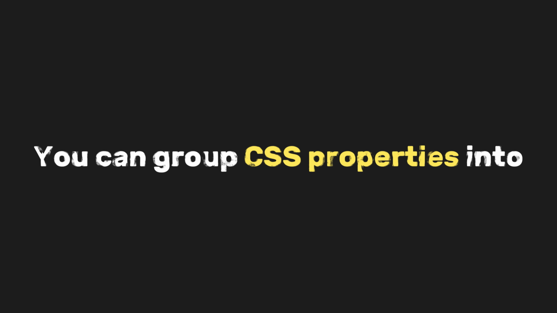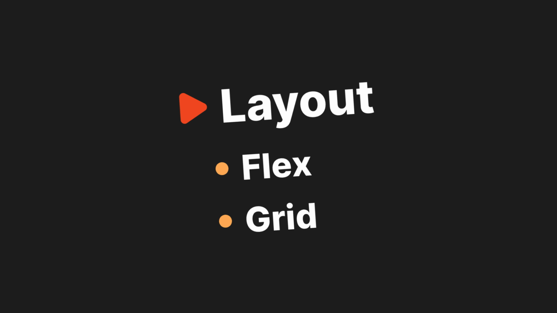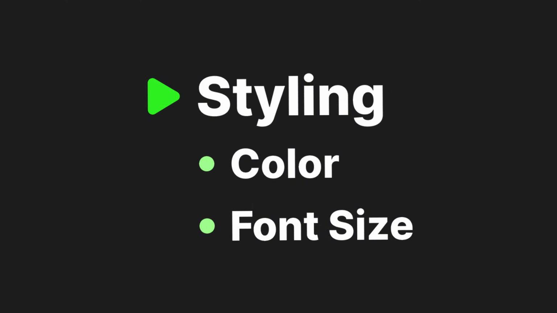You can group CSS properties into, let's say, layout for your flex and grid info. Or under styling, you can group your color or font size info together.